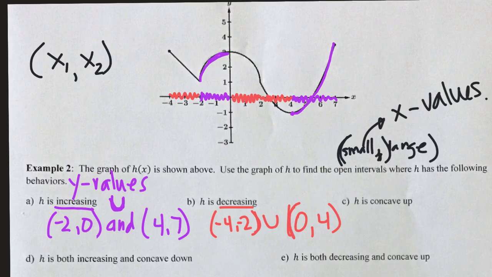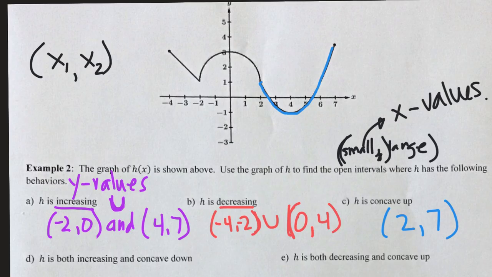Okay? So now we're going to switch gears because look at what this question is asking. It's where is the graph concave up? From 2 to 7. Right? From 2 to 7. So anywhere the graph is concave up, which is from 2 to 7.